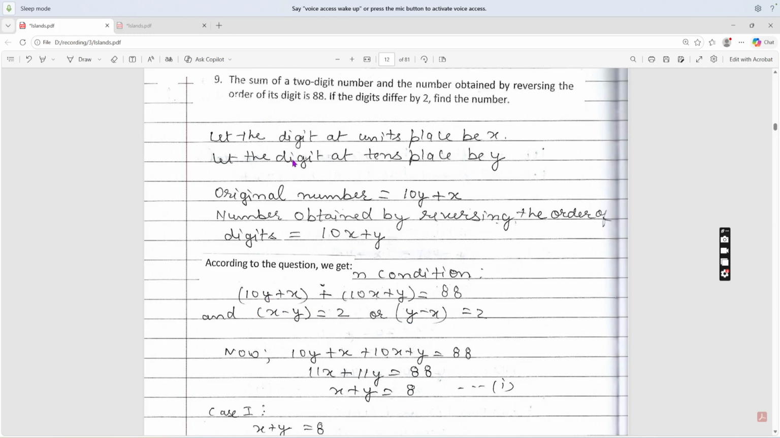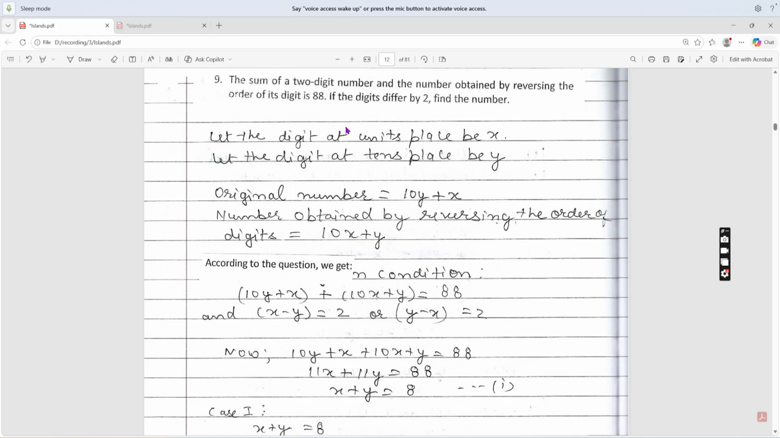Now again I will summarize the question. The sum of a 2-digit number and the number obtained by reversing the order of its digits is 88. So what is the 2-digit number? 10y plus x. And what is the number obtained by reversing the digits? That is 10x plus y. So 10y plus x plus 10x plus y is equal to 88. And the digits differ by 2, that is x minus y is equal to 2 or y minus x is equal to 2.